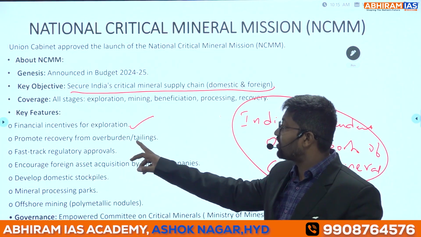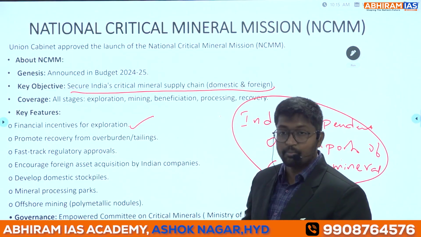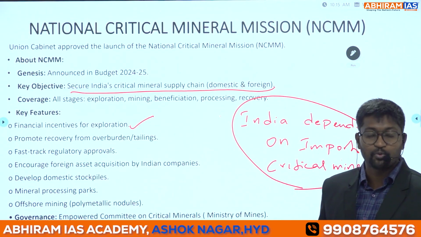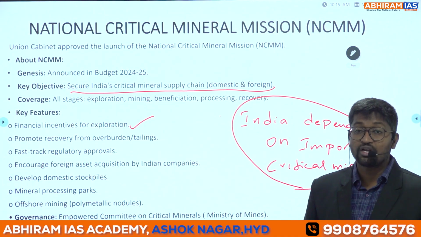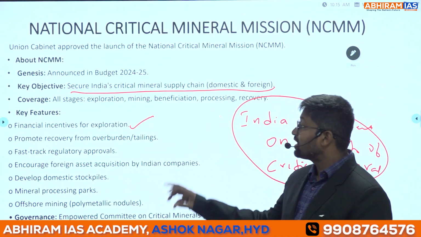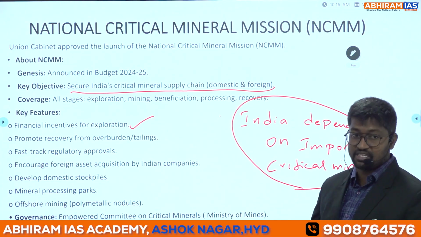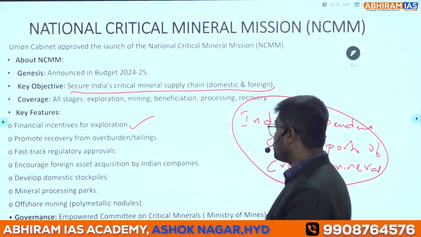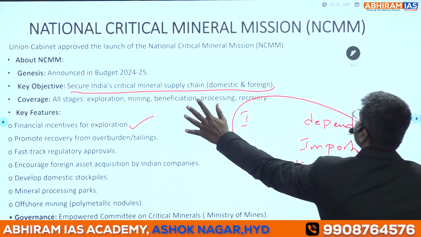Promote recovery from overburden. Okay. Next, fast track regulatory approvals. See, whatever regulatory approvals are there to promote critical minerals, or for those working in the critical minerals stream, you have to fast track. Encourage foreign asset acquisition by Indian companies. Means nothing but if at all. Now this component is very much important. Okay.